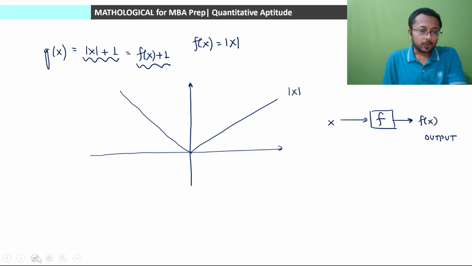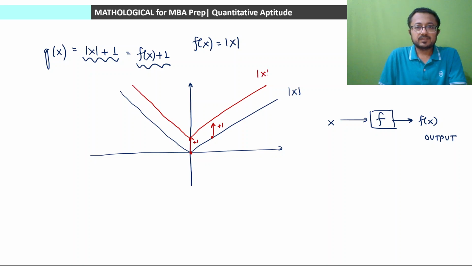So all the points on mod of x will be rising upwards by 1 unit. So the new graph for mod of x plus 1 will be like this. This is the graph of mod of x plus 1. क्या ये clear है? Because we are increasing all the output values by 1 unit.